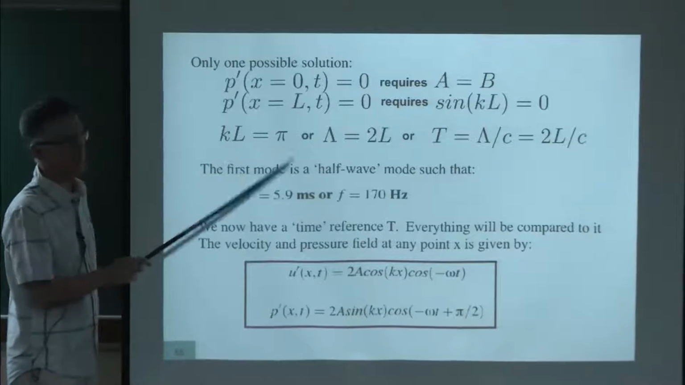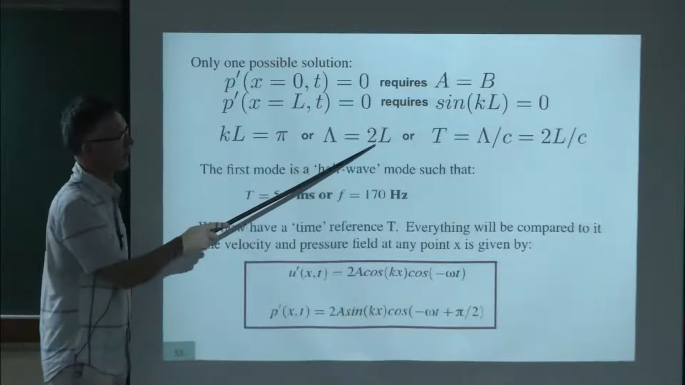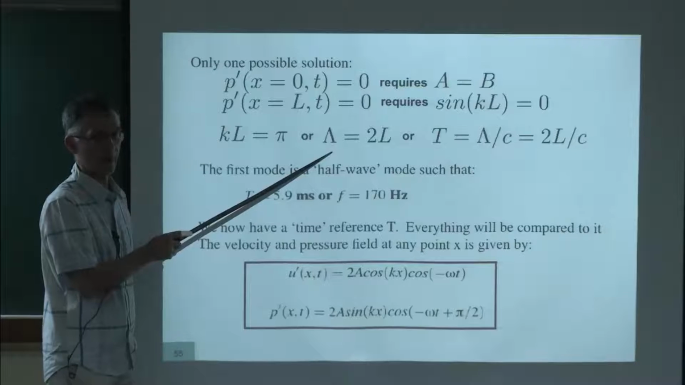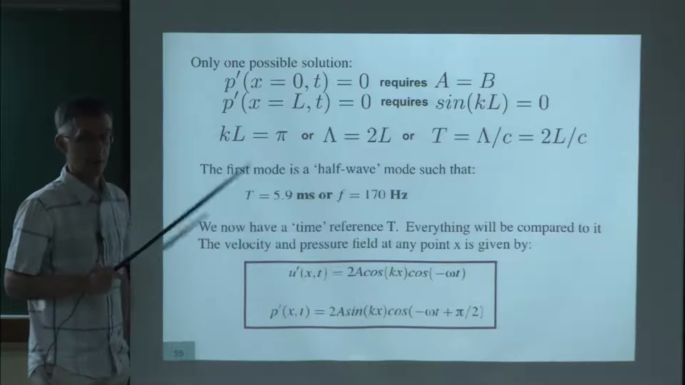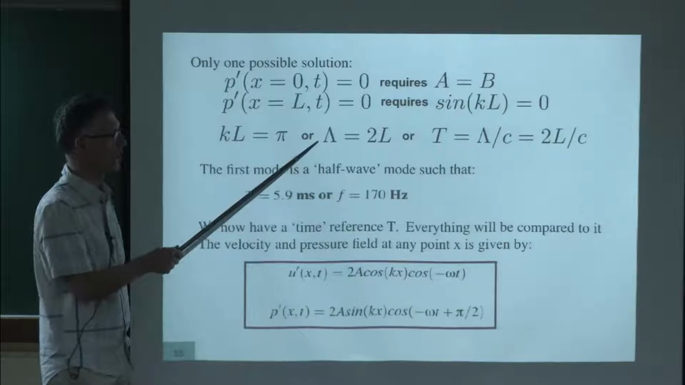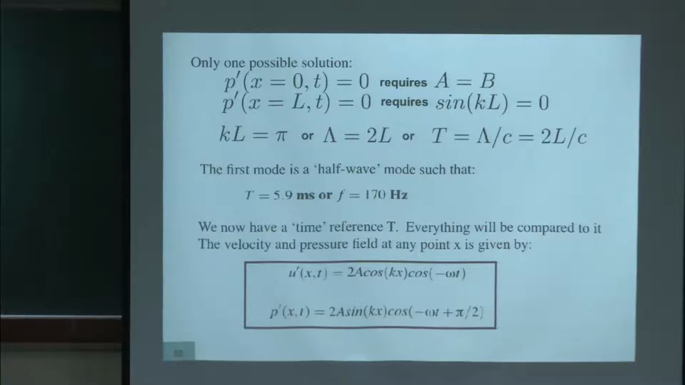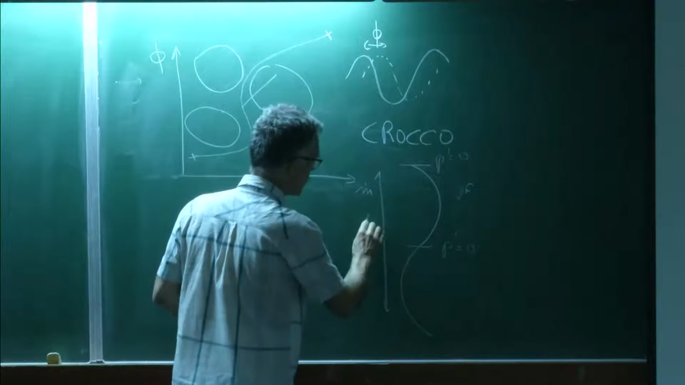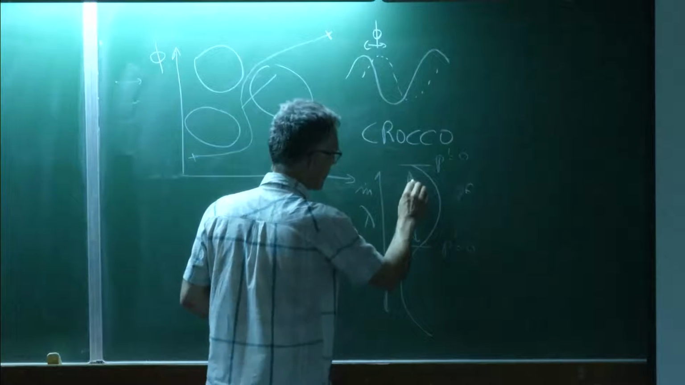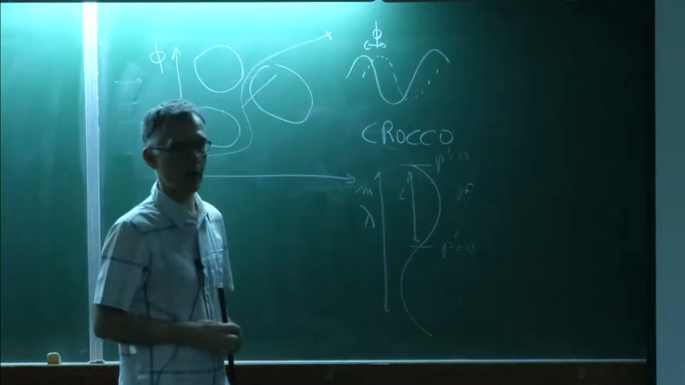There's only one way to do that for the first mode: KL must be equal to pi. So the length of the burner must be 1/2 the wavelength. That's what we call the half-wave mode. There are cases where you have the quarter wave mode. This is the half-wave mode because the only way to fit an acoustic mode, if you have P prime equals 0 here and P prime equals 0 here, the first one that fits between these two is this one. So lambda, the wavelength, is equal to 2 times L. That's the half-wave mode.